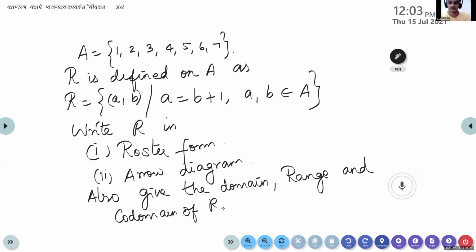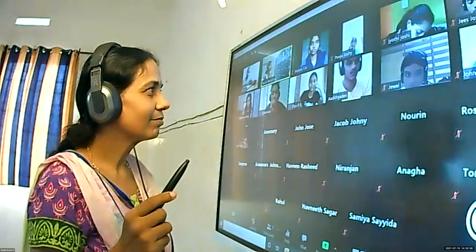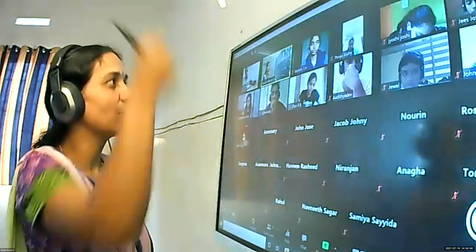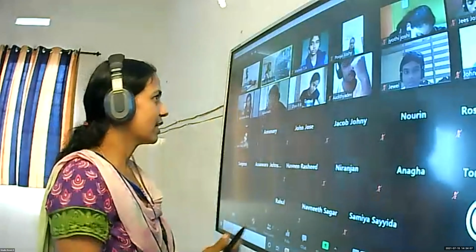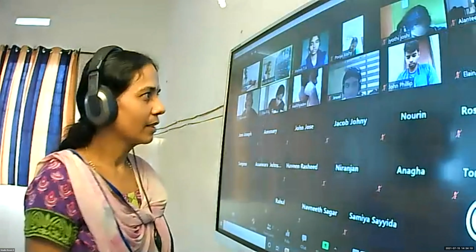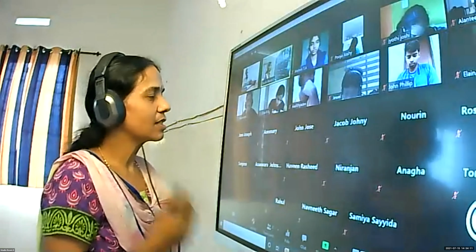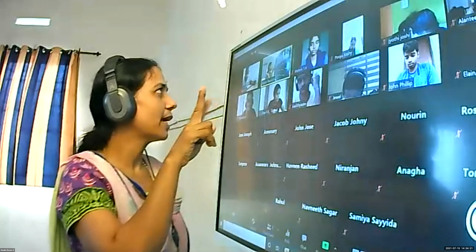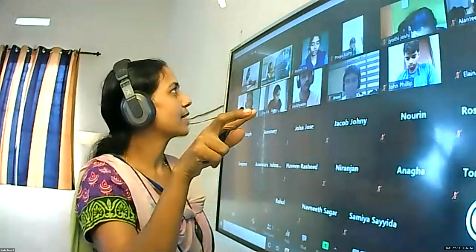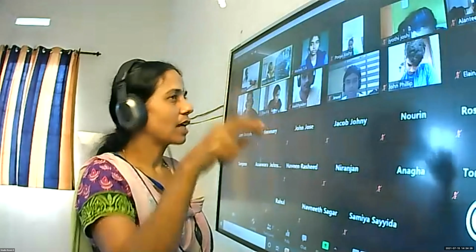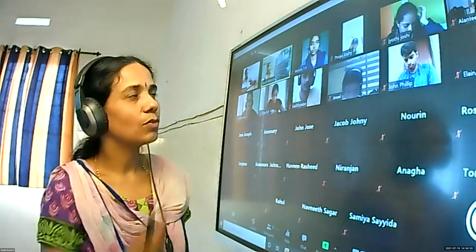Domain is, Aditya? X-axis values. Not x-axis. Instead of x-axis, what is the term we have to use? The set of all the first elements. Okay. From the relation, we take the first elements; the first elements will be the domain. What about range? The second element. If you take the ordered pair (a, b), a is the first element and b is the second element. So the collection of all first elements gives the domain, and the collection of all second elements gives the range. Then what about codomain?